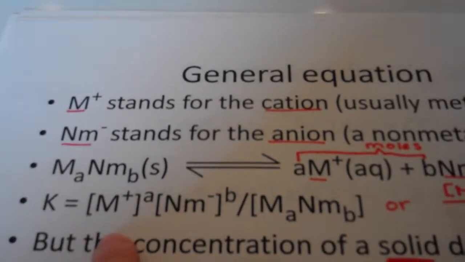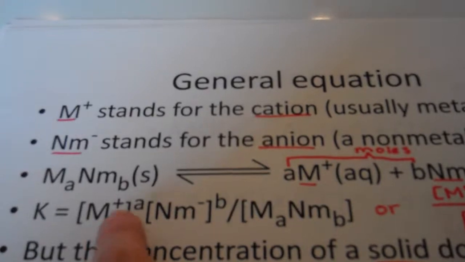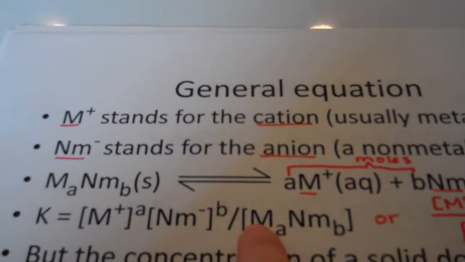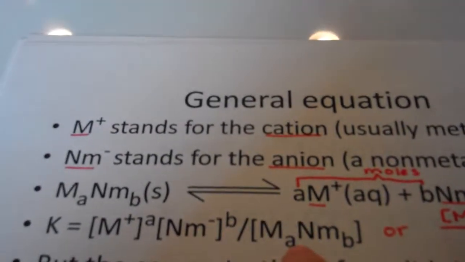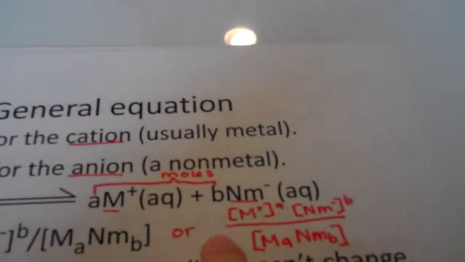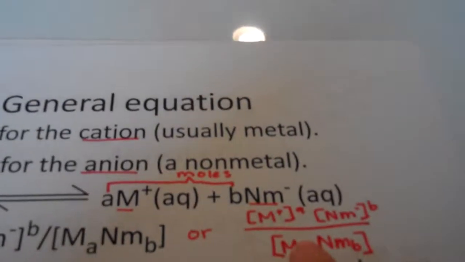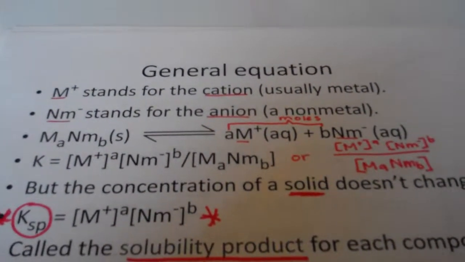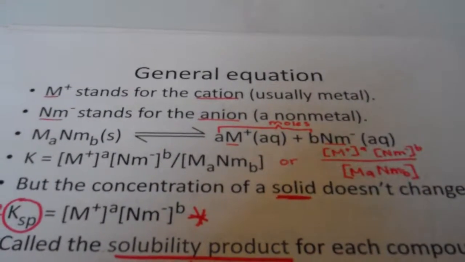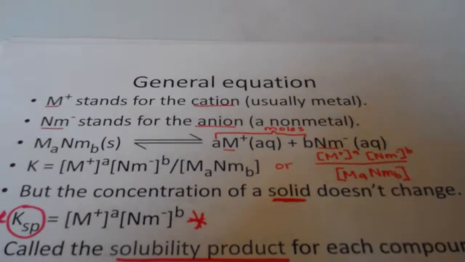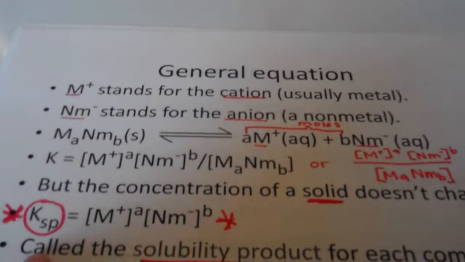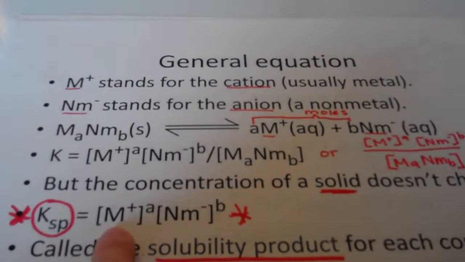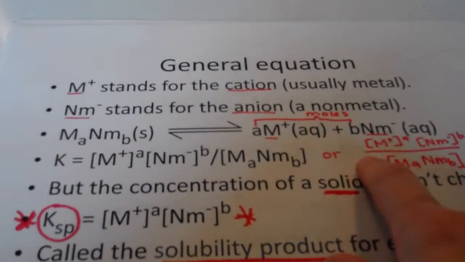So we have K is equal to M, the metal, raised to its number of moles, times the nonmetal raised to its number of moles, divided by the salt itself. Or you could look at it simply on top of each other, like this. But the concentration of a solid does not change, so we do not include it in an equilibrium expression. So our constant K is going to exclude our salt. Therefore the bottom here will get canceled out.